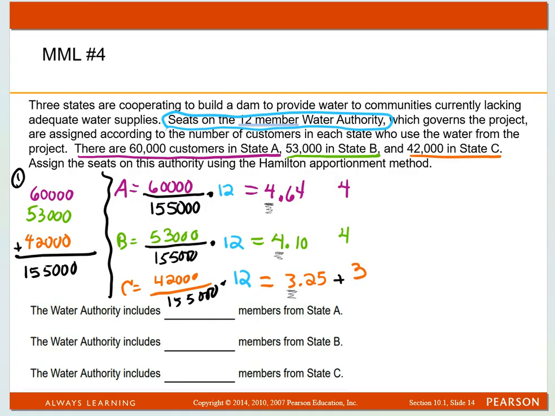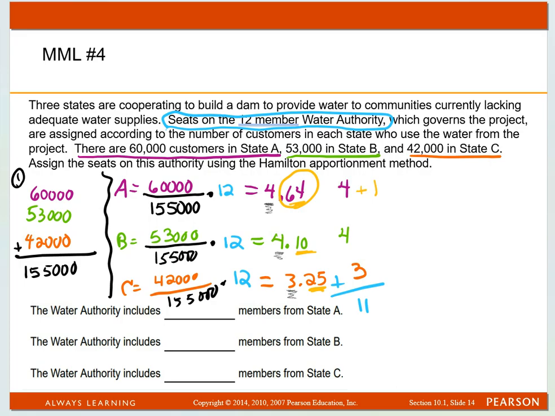But when you add 4 and 4 and 3, that only adds up to 11. And actually, maybe I should use the blue here since I'm adding them up. When I add this up, it only adds up to 11. It's supposed to add up to 12. So there is one more seat. And so for the extra seat, you now have to go back and look at the fractional parts. Let me use a light yellow. There we go. So now I'm going to look at, I got 0.64, 0.10, and 0.25. This one is the largest, so they're going to get one more seat.